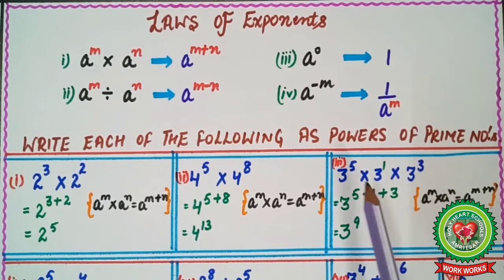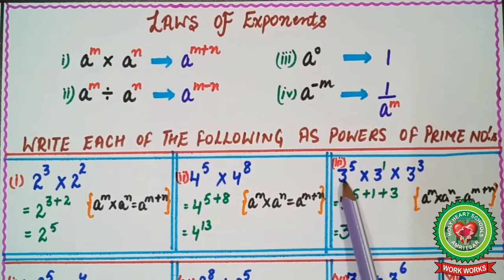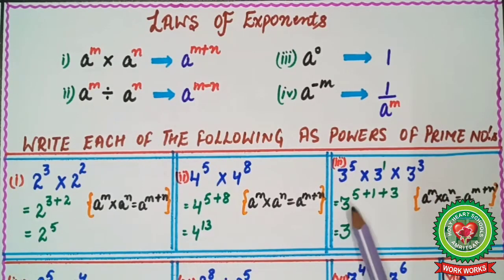Now students, you can see that 3 raised to power 5 is multiplied by 3 only. There is no power, so you will put 1 here. Any number having no power means the power is 1. So you will write 1 by yourself. Now because the bases are same in all three, you will write the base only one time, that is 3, and you will add the powers like 5 plus 1 plus 3, right?